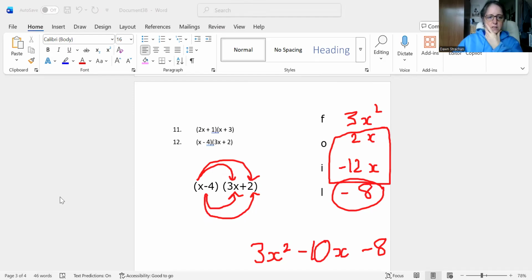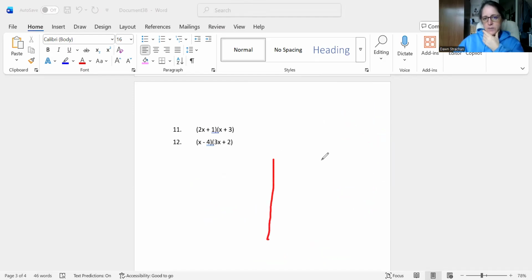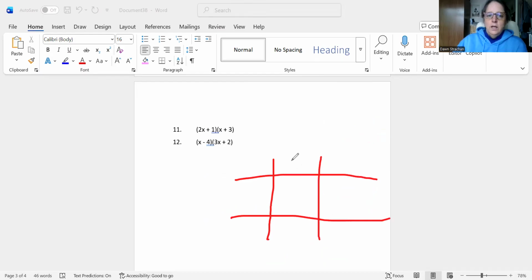Or we can take the other method, and draw our noughts and crosses grid. So we've got x minus 4 across the top or down the side. It doesn't matter because it's like 3 times 2 is 6 or 2 times 3 is 6. Both ways it's going to give you the same answer. So you can do them either. Okay. So now we've got 3 times 1, which gives us 3, and x times x gives us x squared. And then we'll go x times 2 gives us 2x.